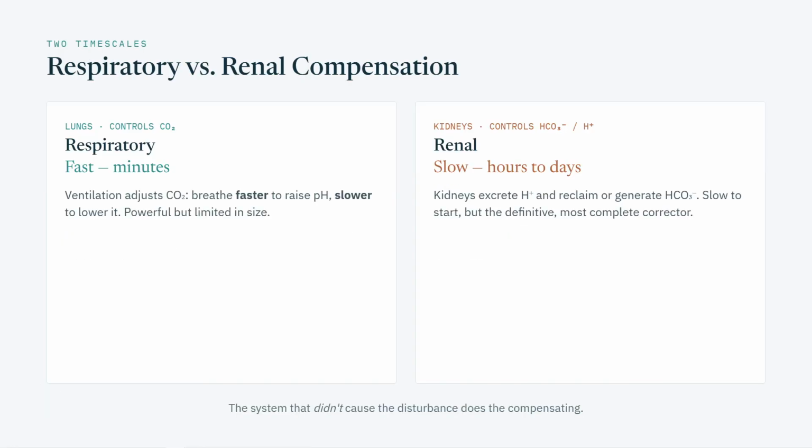Two organs move the two ends of the equation on very different clocks. The lungs control CO2, the acid side, and they're fast, acting within minutes. Breathe faster to blow off CO2 and raise pH. Breathe slower to hold CO2 and lower it. The kidneys control bicarbonate and hydrogen excretion. Slow, taking hours to days, but far more powerful and complete. Here's the rule that ties it together. Whichever system caused the problem, the other one compensates. A lung problem gets a kidney fix. A metabolic problem gets a breathing fix. Fast responder and definitive responder, working as a pair.